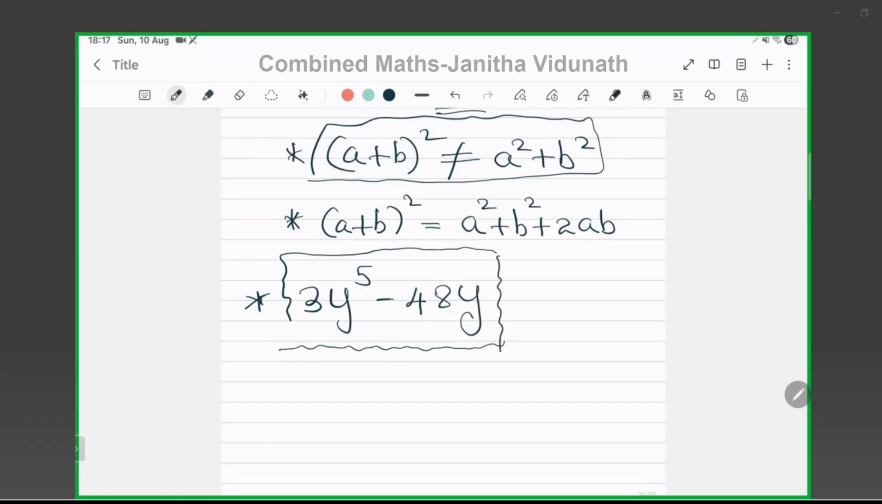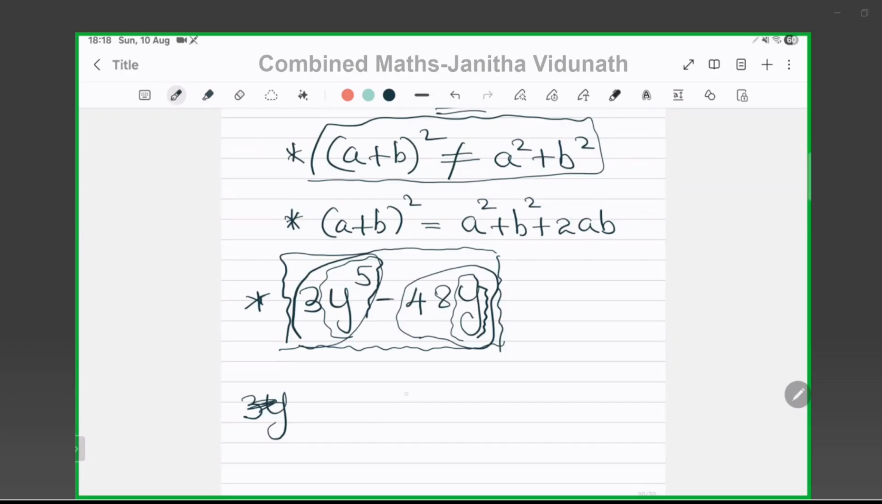Now, if we have common terms in all the terms, then we need to take them out. We can observe that 3 is common for this term and this term, so we can simply take out 3. And also we can observe that y is common for both terms, so we can simply take out y also.